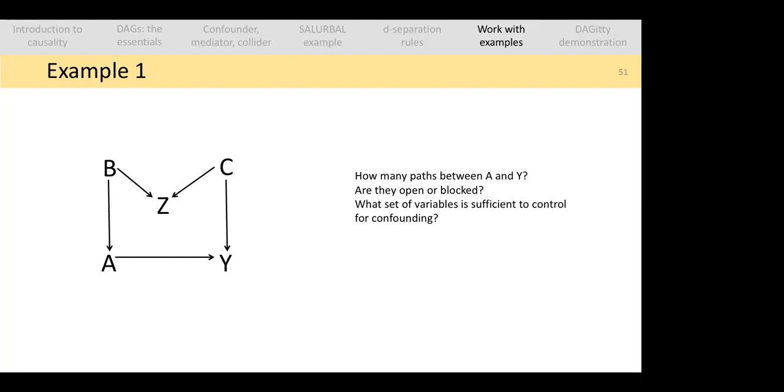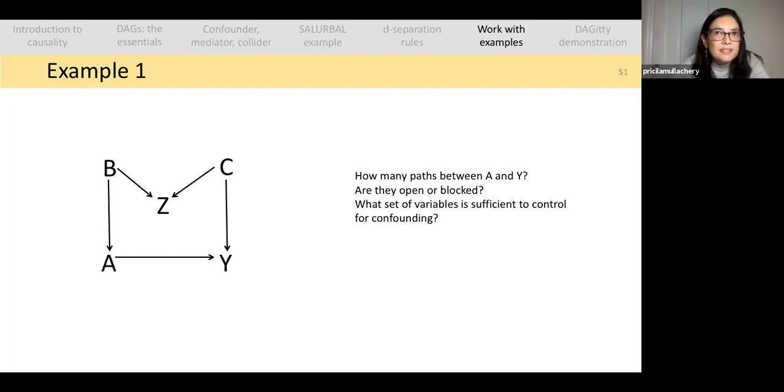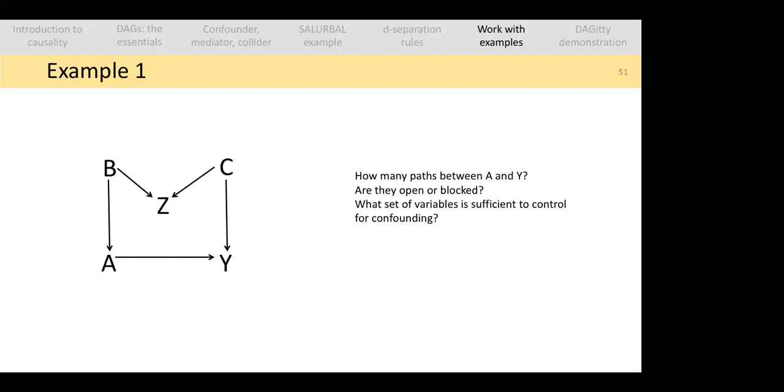It's interesting in that example to see that through sample selection you can open a collider path, but I don't really see what's going on with the examples. Maybe the research question is helpful.